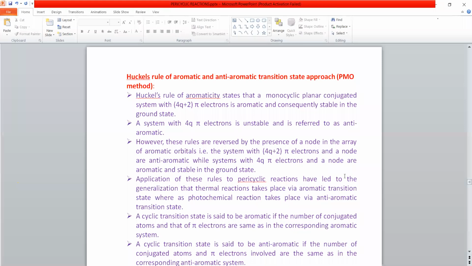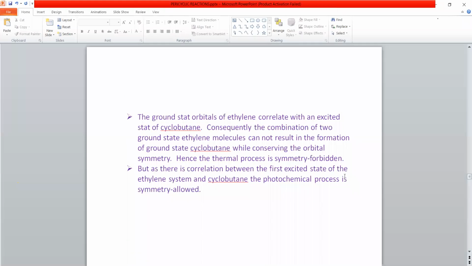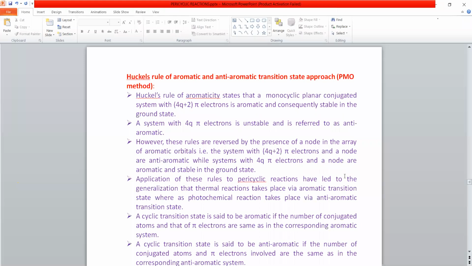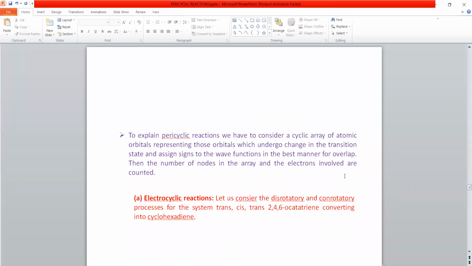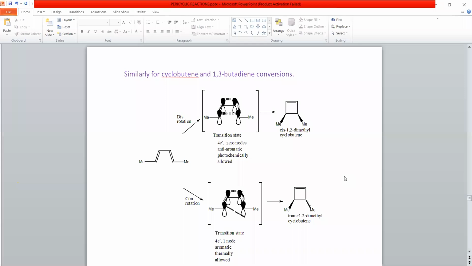And then we have seen that there are no correlation diagrams for sigmatropic reactions. We have correlation diagrams for electrocyclic reactions and cycloaddition reactions only. And after that, we have seen Huckel's rule of aromatic and anti-aromatic transition state observation.